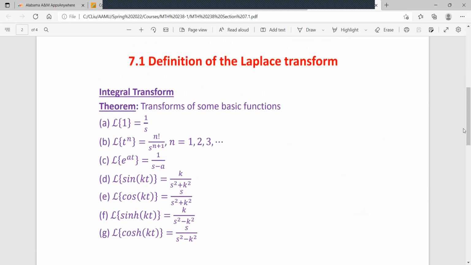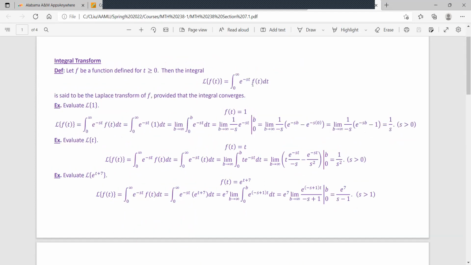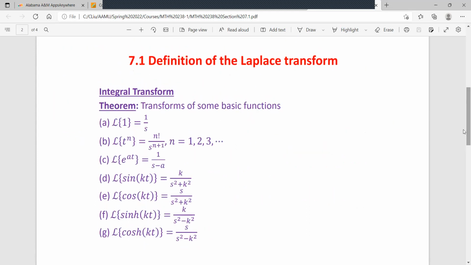So here are some basic properties of Laplace transforms. We just listed some Laplace transforms of basic functions. So this is an integral transform. You just do an integral of something, so that's an integral transform. As we already did last time, the Laplace transform of a constant function f of t equals 1 is 1 over s. So on the right hand side, you should always get a function of s, as I already said.